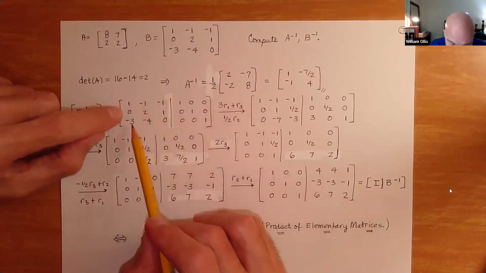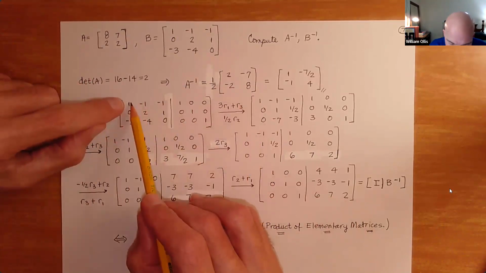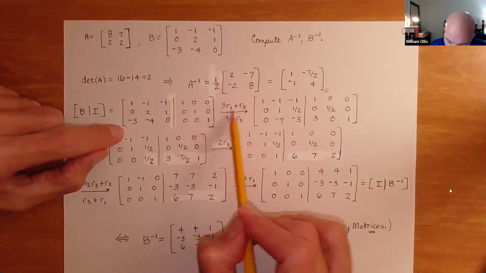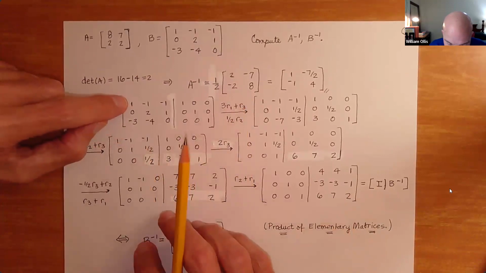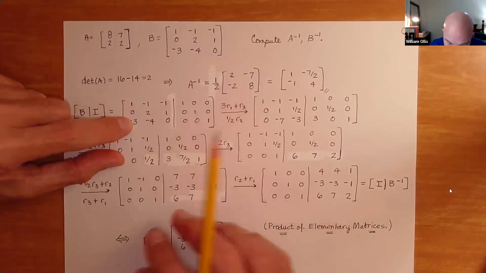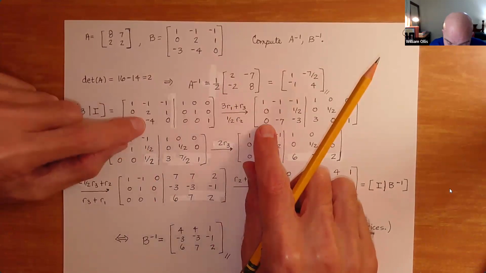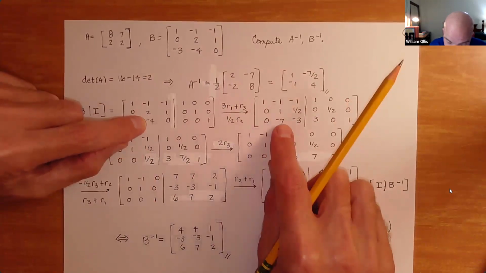Notice here, we need a 0 here. We've got our leading 1, so we're going to multiply the first row by 3 and add to row 3. So I've got the operation right here. So notice we have the 3 plus the -3 gives us a 0. And then we have -3 plus -4 gives us a -7.